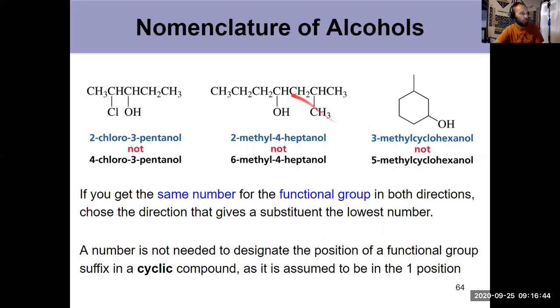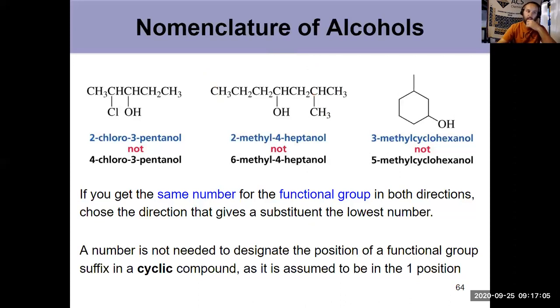Looking at this one in the middle, for example, it doesn't matter at first if I go from left to right or right to left, because in both situations, my alcohol is in position 4. But I number from right to left so that this methyl group is on carbon 2 and doesn't end up being on carbon 6.